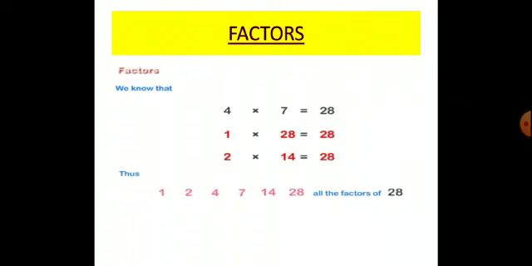Now take one more example. Let's find the factors of 28. We know that 4 into 7 equals 28. So 4 and 7 are factors of 28. Similarly, 1 into 28 equals 28 and 2 into 14 equals 28. So 1, 2, 4, 7, 14, 28 are all the factors of 28.